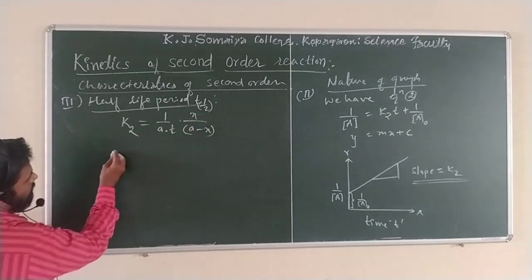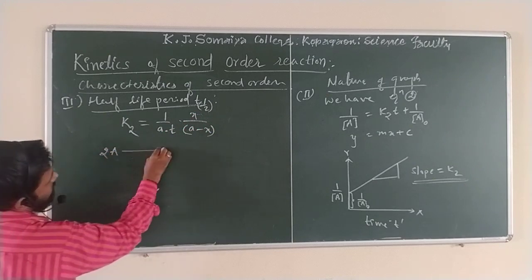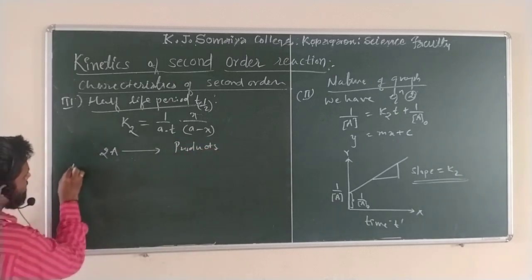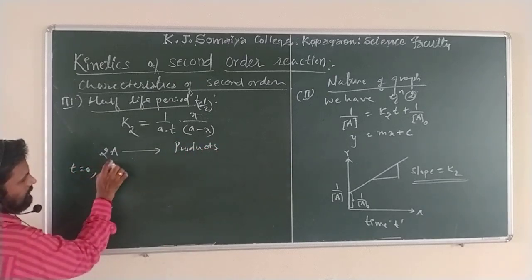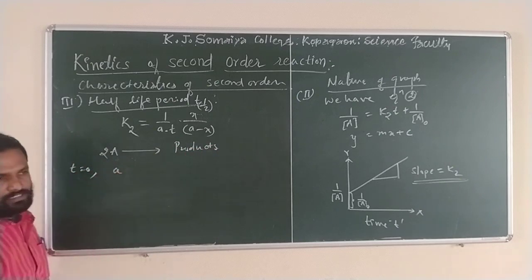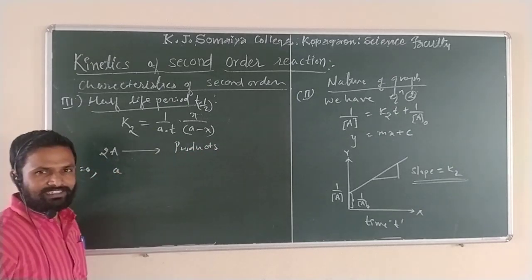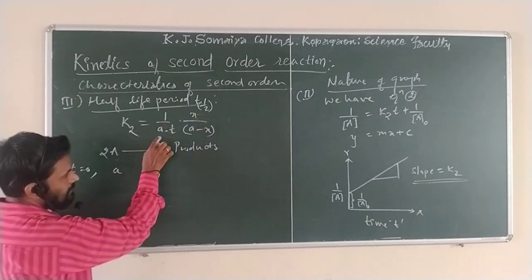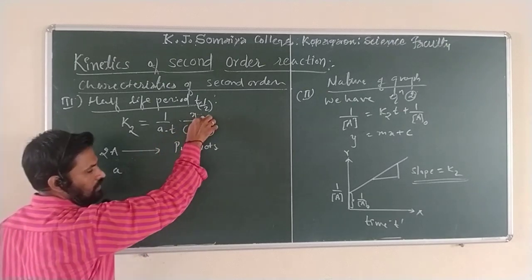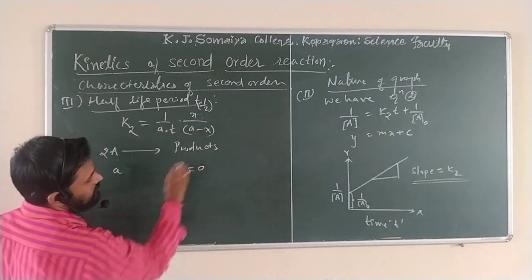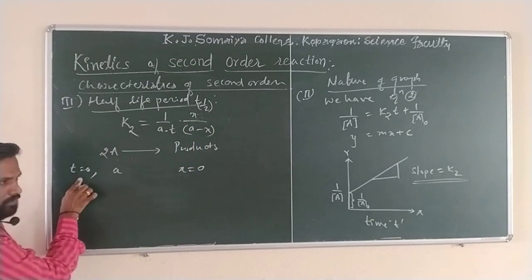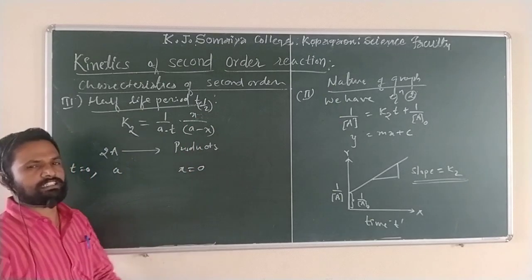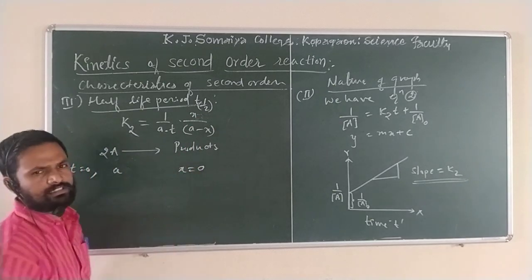This is the equation. How is the reaction? To understand, the reaction is 2A to the product. Now when initially t equals 0, what is the concentration? That is A, the initial concentration. What is the concentration of the product? The product is x. Always remember, A is the initial concentration of the reactant, and x is the product concentration. So here x equals 0 when t equals 0, because initially the reactant molecules are A, and no reaction has happened, so the product is 0.